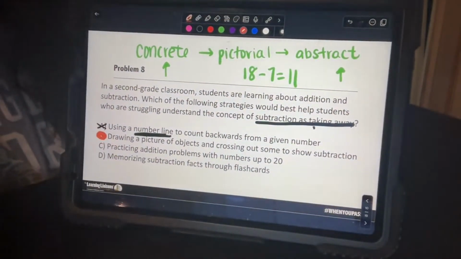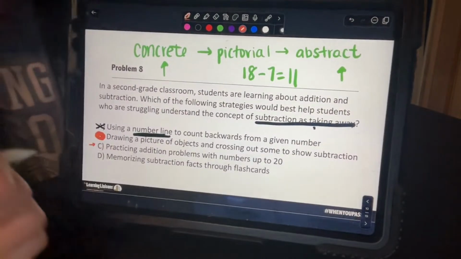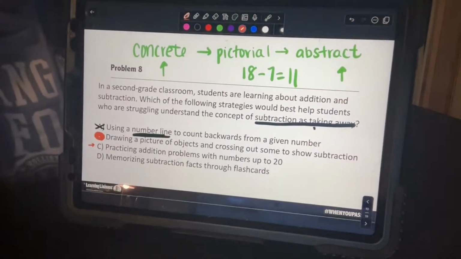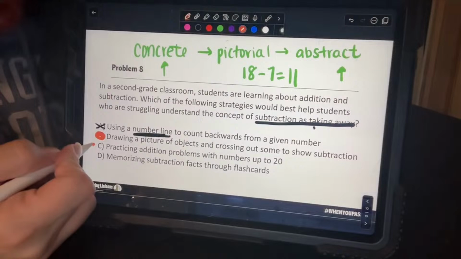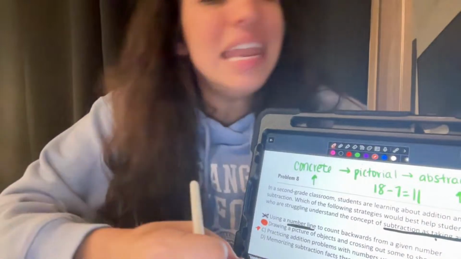Practicing addition problems with numbers to 20. Well, this is a critical strategy for the relationship of subtraction, but this strategy would be used if we're looking for the relationship between addition and subtraction, not subtraction as taking away.